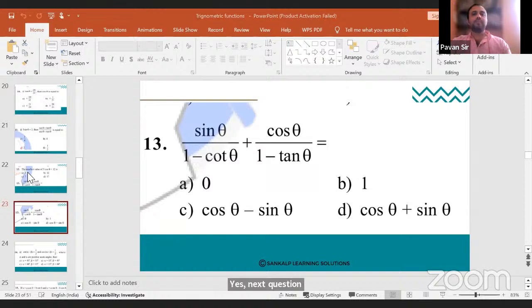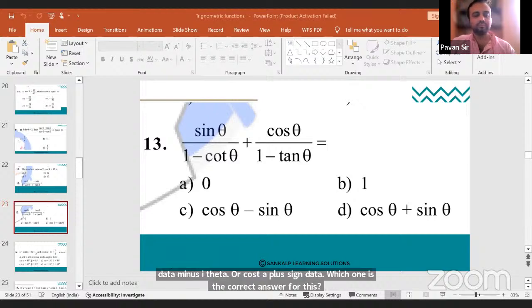Sin theta upon 1 minus cos theta plus cos theta upon 1 minus tan theta. The value of this is what? The options are 0, 1, cos theta minus sin theta, or cos theta plus sin theta. Which one is the correct answer for this? You can take five to 10 seconds and try to solve this fast.